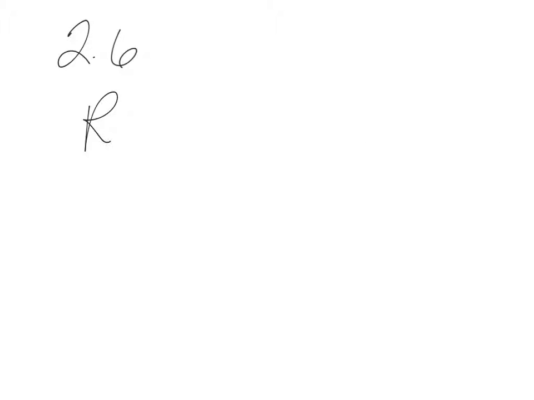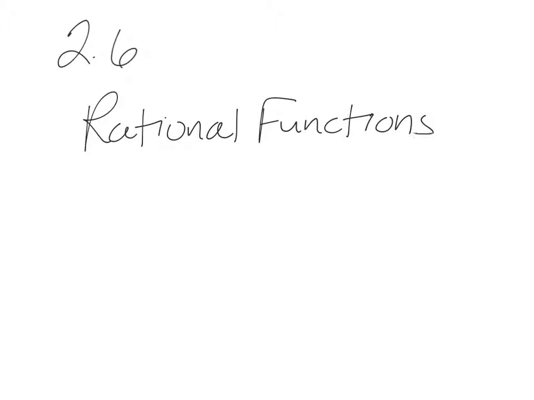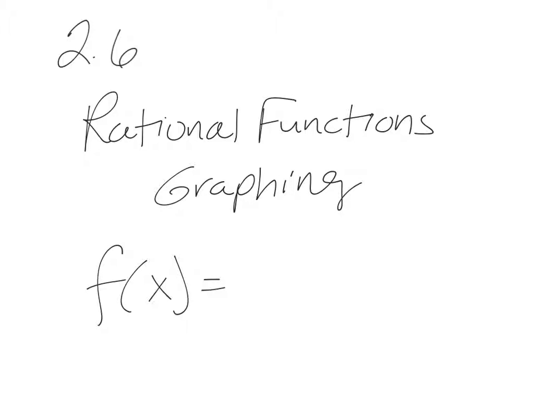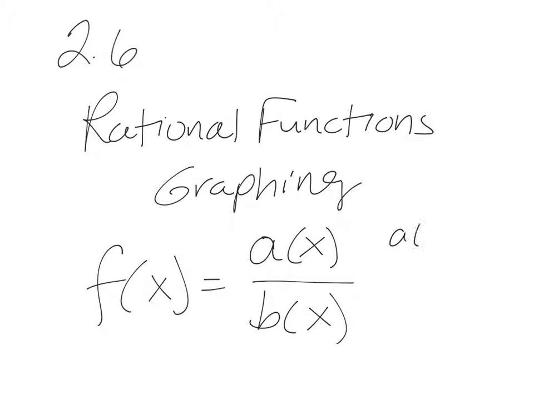To like vertical asymptotes, horizontal asymptotes, yeah, it's all about graphing rational functions, okay? And what is a rational function? It's a function that can be written as a fraction. So it's going to be a function that can be written as one function over another function. Okay, and A and B, these are polynomials, where A of x and B of x are polynomials.